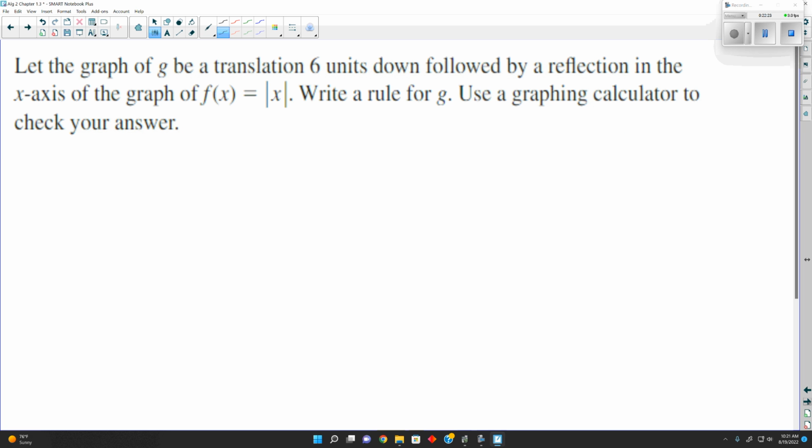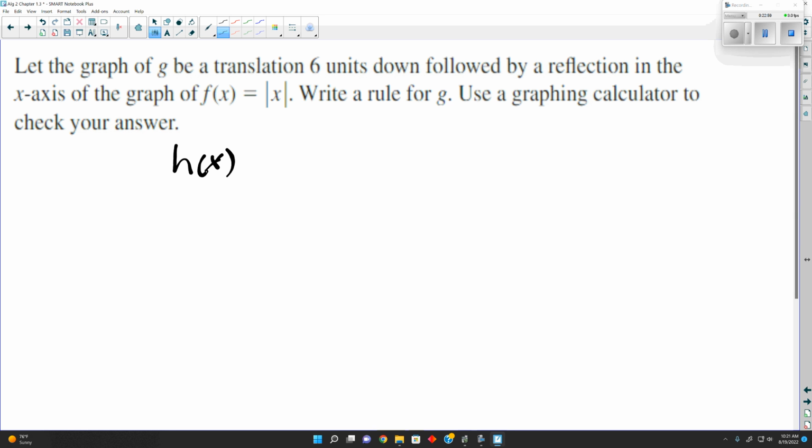So we'll look at one more of these here, and then I will let y'all work on the homework anytime that we have left. Now this next one here: let the graph of g be a translation 6 units down, followed by a reflection in the x-axis of the graph of f of x equals the absolute value of x. Write a rule for g. So since we're finishing off with g, we can call the first one h of x. I'm just picking h of x mainly because that's what we've been using. We've been switching between h of x and g of x, so we can start there.